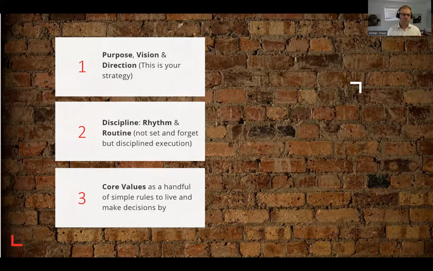And lastly, don't underestimate the value of those core values, those handful of rules that your organization lives and makes decisions by. They are key in this process as well.